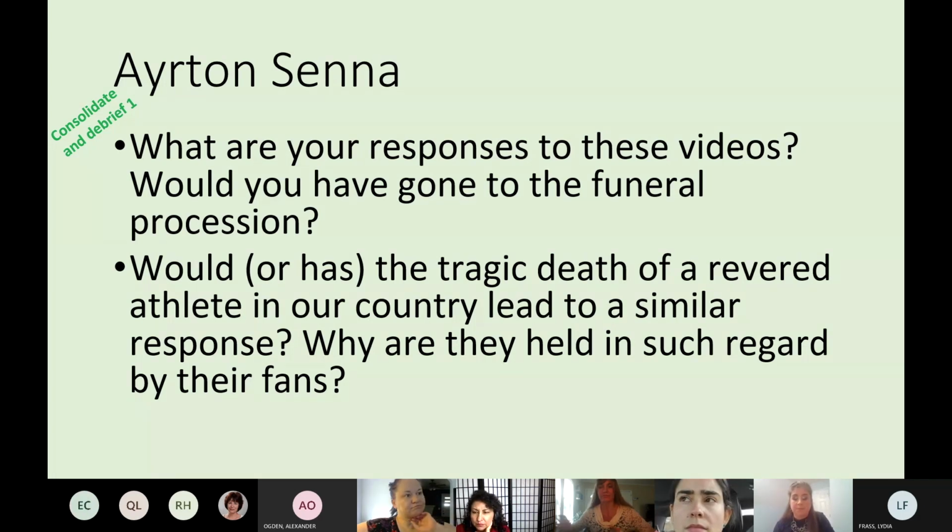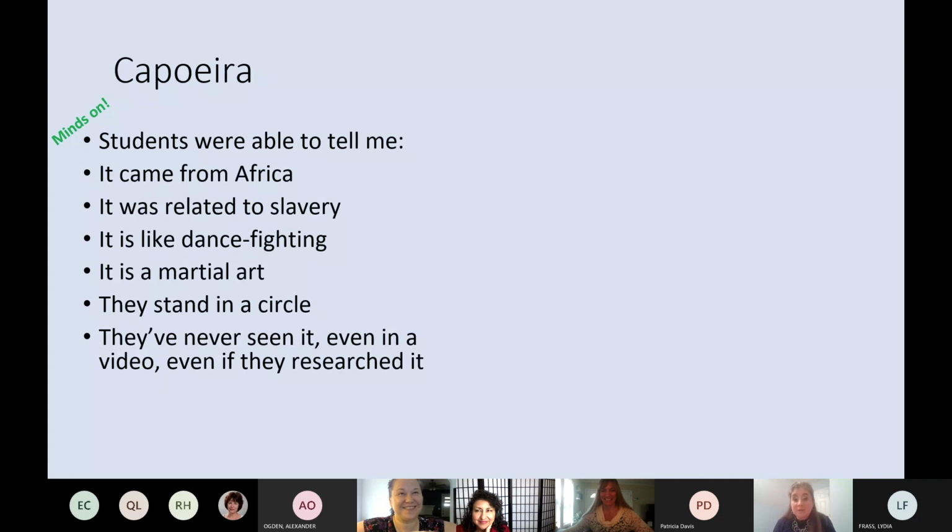Okay, so the second quick topic is capoeira. Because the students had done the activity last semester, at least one of them had, and a couple had read his work, they knew they came from Africa related to slavery, dance fighting, martial arts, stand in a circle.